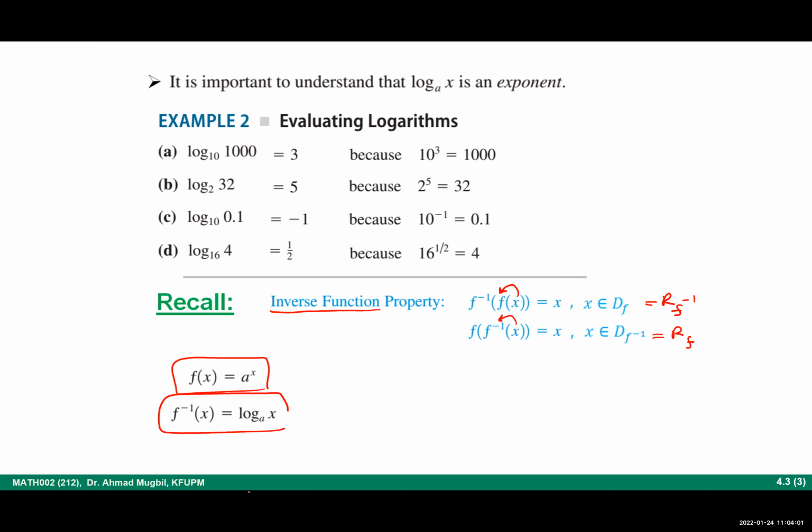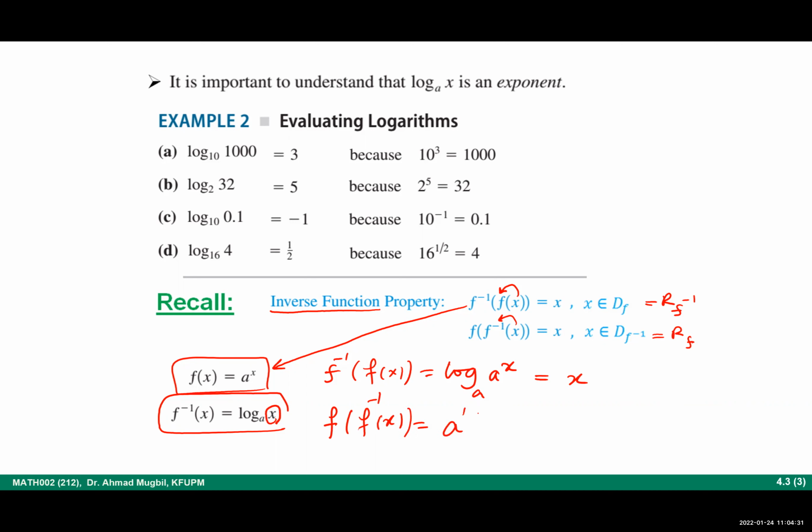For example, let's apply it here: f inverse of f of x. What is f inverse? Log a. And instead of x, we will write f of x, which is a to the power x. So this gives us x, because we compose the function with its inverse. Now f of f inverse of x: what is f? It is a to the power x. Instead of x, we will have log a of x. Now these are two inverses, so they cancel each other, and we will get x.